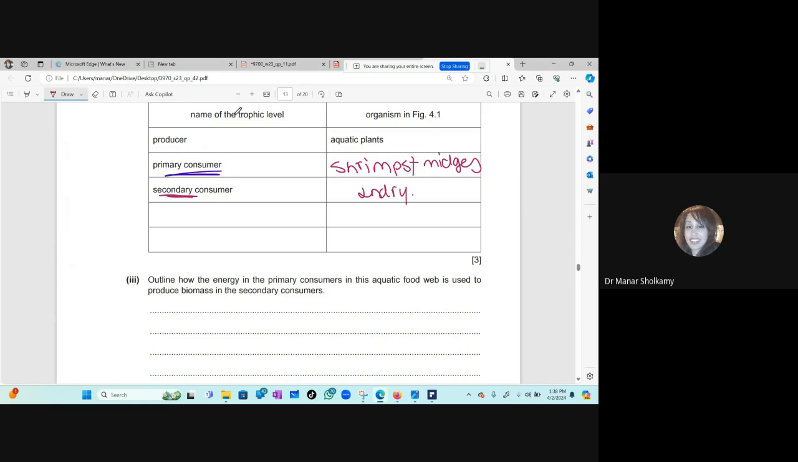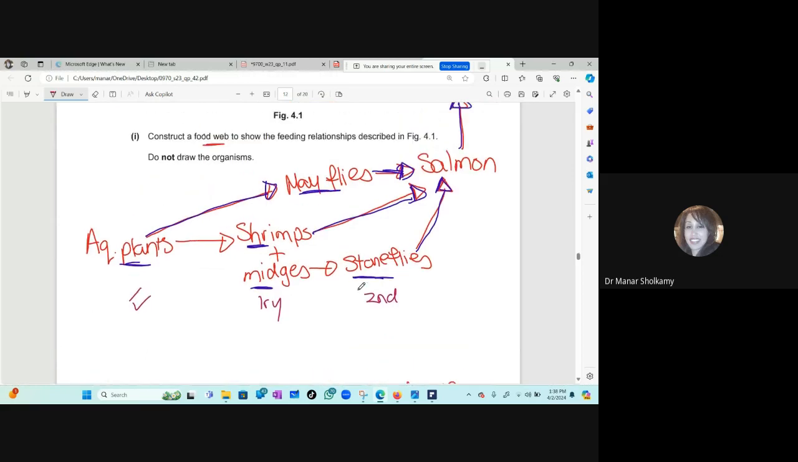Okay. Now, we want the name of the trophic level. What is after the secondary consumer? Tertiary, correct. Tertiary consumer. And then the quaternary consumer or the top consumer. You will continue the table. Let's look for a tertiary consumer. Primary, secondary, salmon.